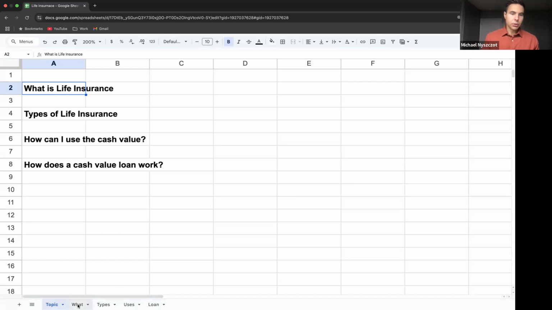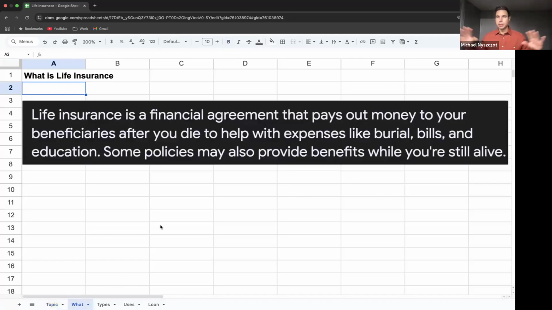So let's start off with what is life insurance, just a baseline definition for everyone. And this is a quick search on Google AI. Life insurance is a financial agreement that pays out money to your beneficiaries after you die to help with expenses such as burial bills and education. Some policies may also provide benefits while you're still alive. And that's the focus of the remaining part of this video, more of the benefits out there that you could use when you're alive.